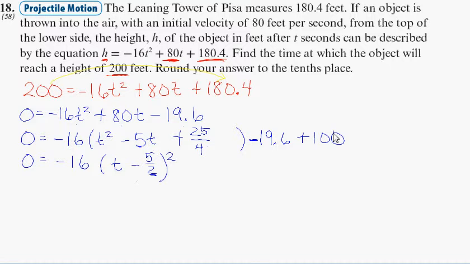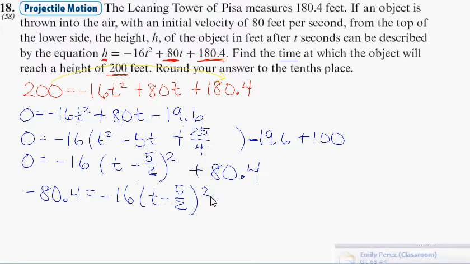So when I add 100 and negative 19.6 together, simplifying that, I get plus 80.4. Okay? Now, I'm solving for t, remember? Because it says find the time. So the rest is going to actually go pretty quickly. We can bring the 80.4 over here. So we get negative 80.4 is equal to negative 16 times t minus 5 halves squared. Divide both sides by negative 16.